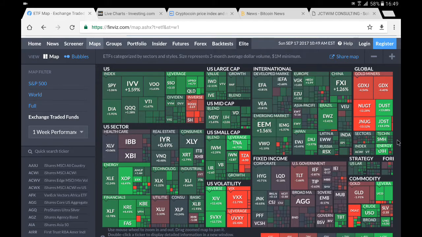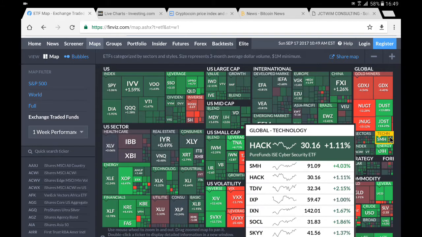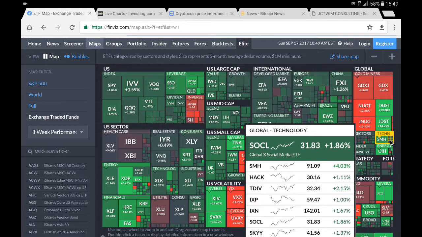Okay, and over here in technology, you see HACK. Where is HACK? For cyber security, after the Equifax scandal, you see HACK over here at $30 and HACK in green also. Shout out to Dex the Algo Capitalist, who was the only one I first heard talking about HACK, and he said he nailed it. Every time HACK reaches $30, we see a major attack. So once again, Dex, thanks to you. Okay, so that's it.